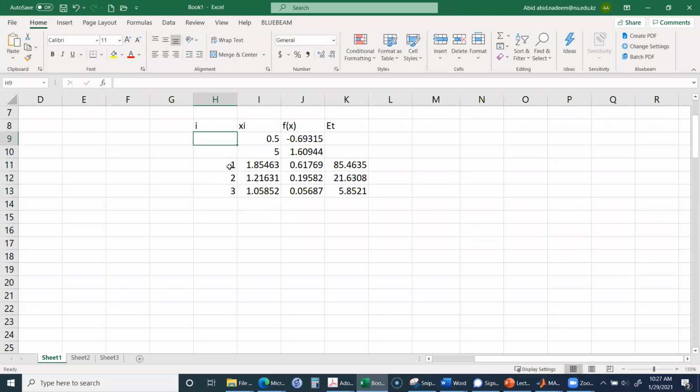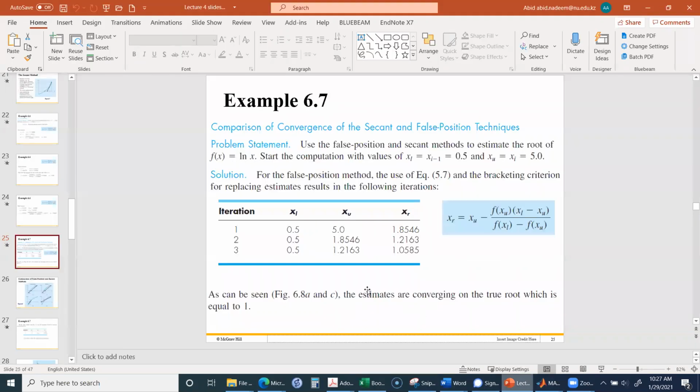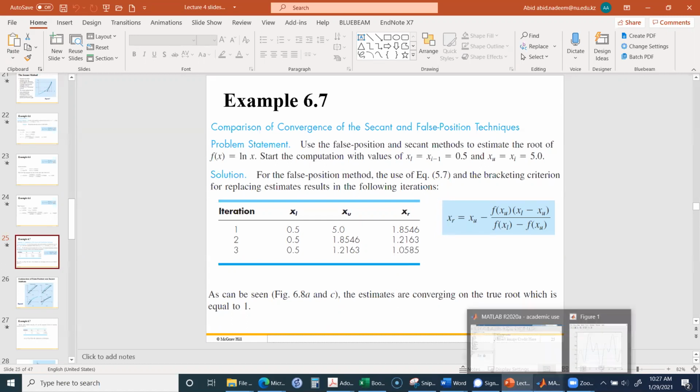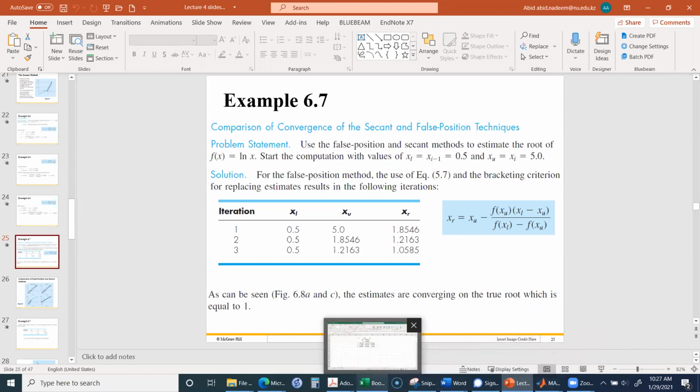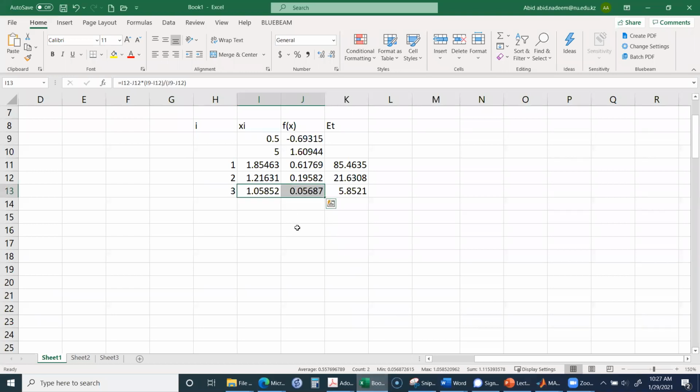Here you can see that I got the same values, 1.05, 0.05. If I look in the Excel, yes, 1.05 and 1.21, and of course we can go on and further refine it. Gradually we will reach the solution over here. So this is the application of the false position method.